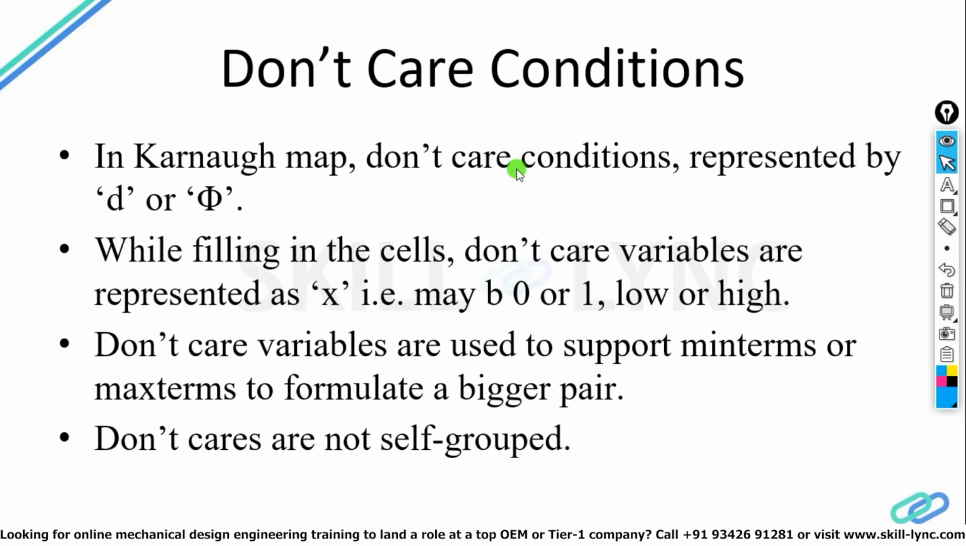It is not necessary to put only 0 or only 1. If it is a case of SOP, then the don't care will act as 1, whereas in case of POS, the don't care will act as 0. I'm writing it over here also: don't care, if it is a SOP, it will act as a 1. If it is a POS, it will act as a 0. It is a common thing that we can use with our existing minterms or maxterms to make a bigger pair.